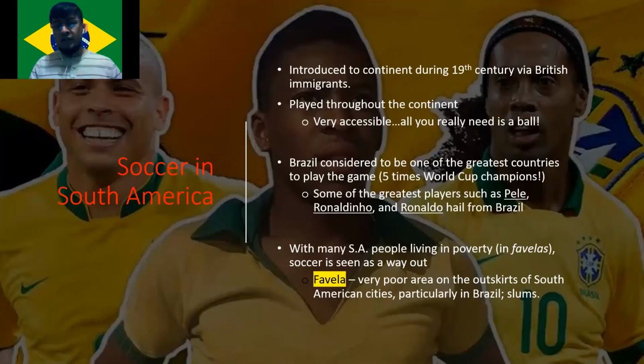Now, favela, again, your vocab word, is a very poor area on the outskirts of South American cities, especially in Brazil. They are also known as slum areas or the slums. There are a lot of reasons why favelas ended up becoming a thing, but sociologists believe one of the big reasons was a massive migration from the countryside or rural areas of South America to cities, but there wasn't enough building space, and there wasn't enough affordable housing for those people coming in.